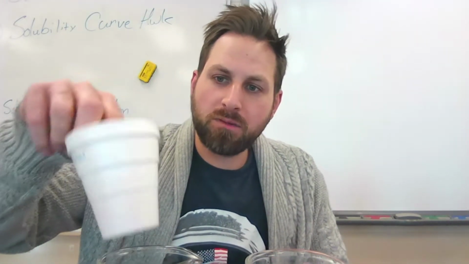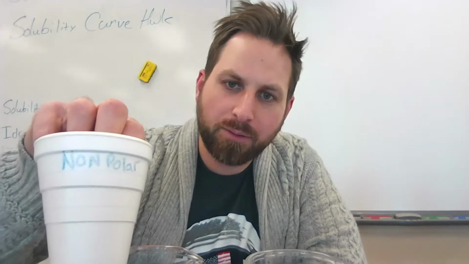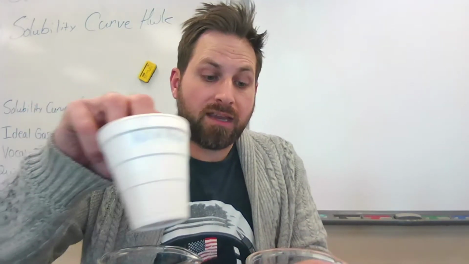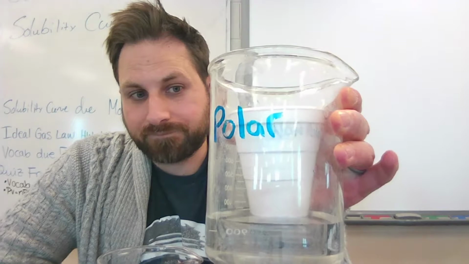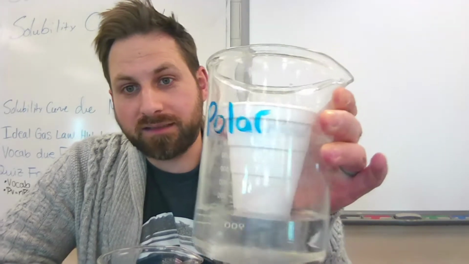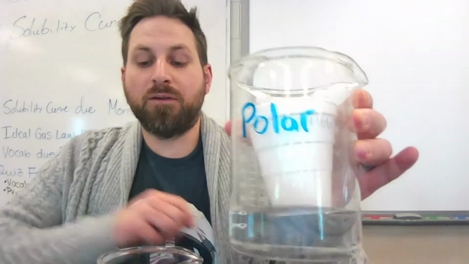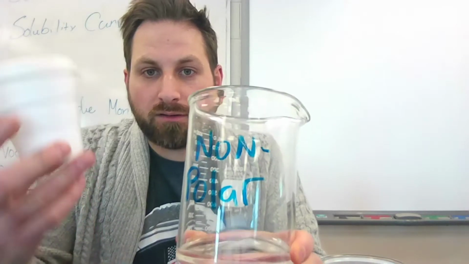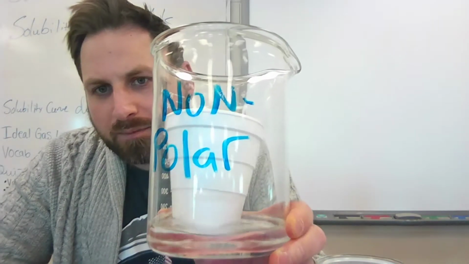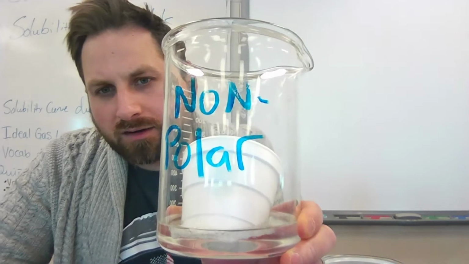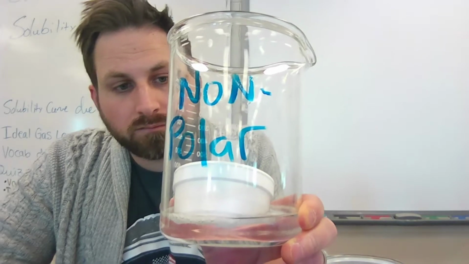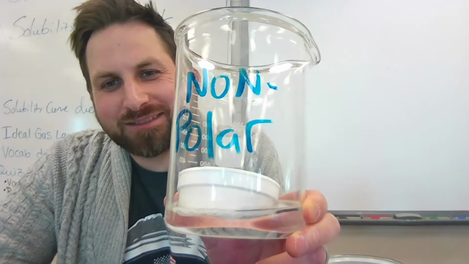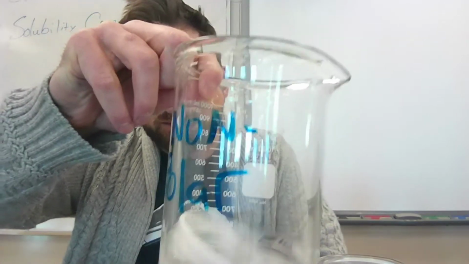So a styrofoam cup is non-polar. And if you put a non-polar thing into a polar thing, nothing happens. It's not very exciting. You've got a styrofoam cup floating around. If you put a non-polar thing with a non-polar thing, things start happening. It's kind of cool. Our styrofoam cup is dissolving in the acetone, turning into solution. All right, kind of neat, right?